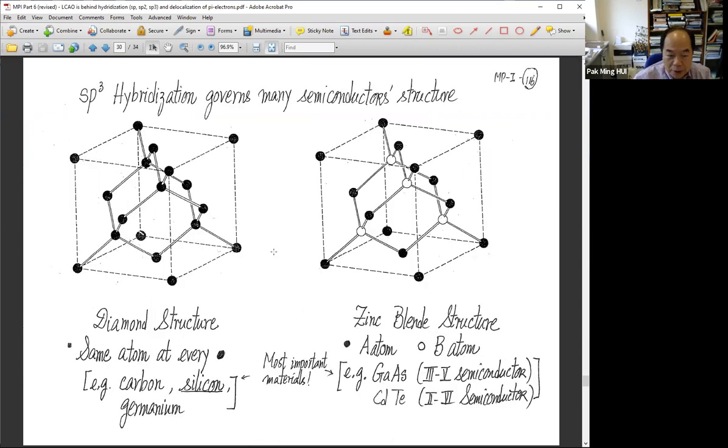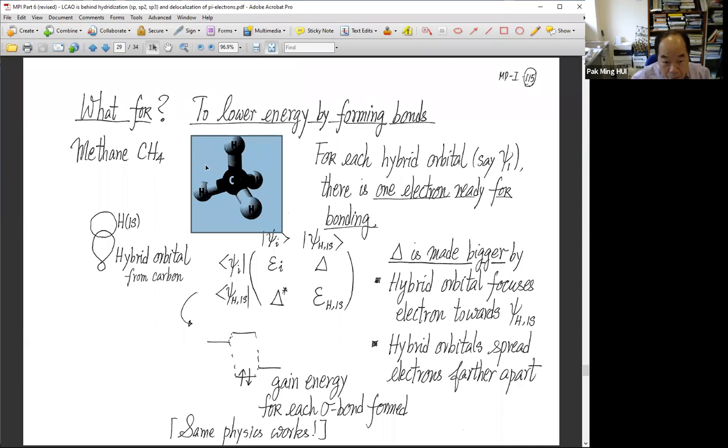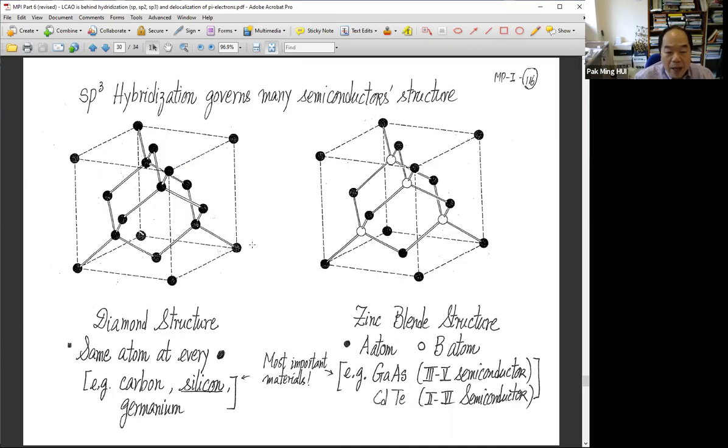But more importantly, this tetrahedron shape can be propagated outward to form solids. And there are many useful examples. On the left, think about it as carbon. Everything is carbon, no more hydrogen, okay? So this carbon is surrounded by 1, 2, 3, 4, okay?